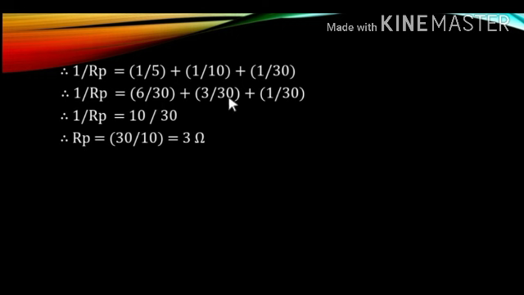Here 10 is converted into 30. That means it is multiplied by 3. Then the numerator will also be multiplied by 3. Therefore it will be 3 divided by 30. Plus it will remain as it is, 1 by 30. Now 1 by Rp is equal to 6 plus 3 plus 1 is equal to 10, and the denominators are now same. Therefore it is kept as it is. Therefore now by taking the reciprocal of this, we will get Rp is equal to 30 divided by 10. This division will be equal to 3 ohm.